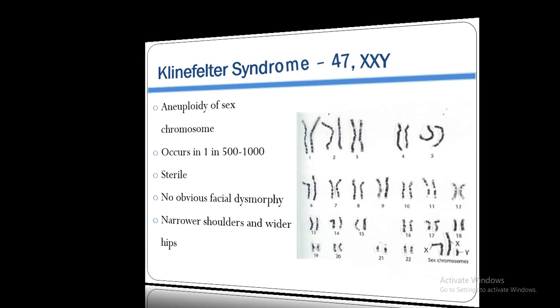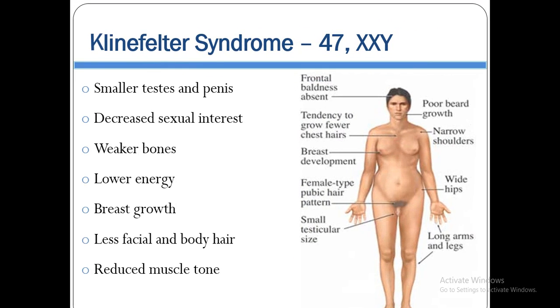Persons with Klinefelter syndrome have smaller testes and penis compared to the average male. They have decreased sexual interest, weaker bones, and lower energy. The most prominent trait is that a male supposedly doesn't have developed breasts, however, those diagnosed with Klinefelter syndrome have breast growth. They also have less facial hair compared to the average male, and reduced muscle tone.